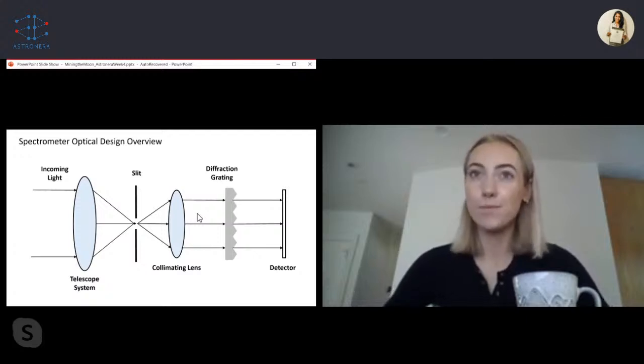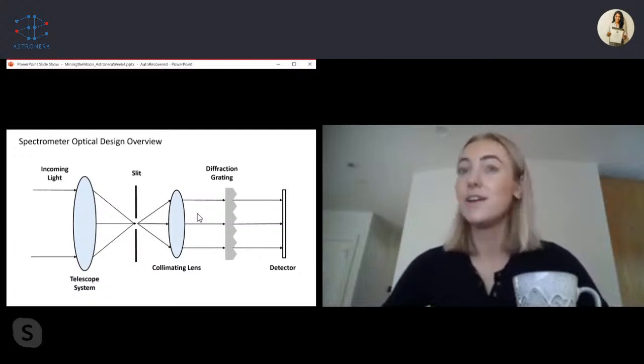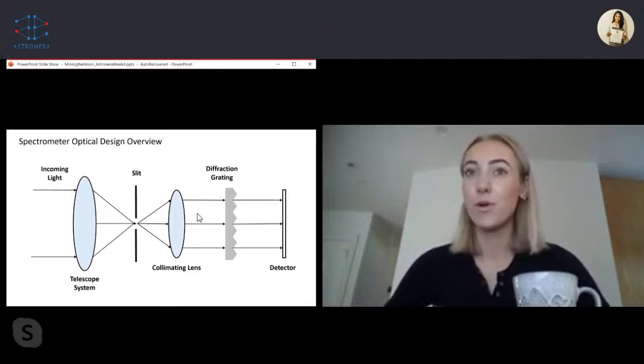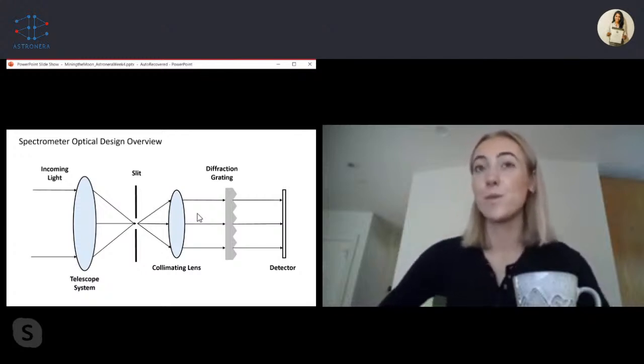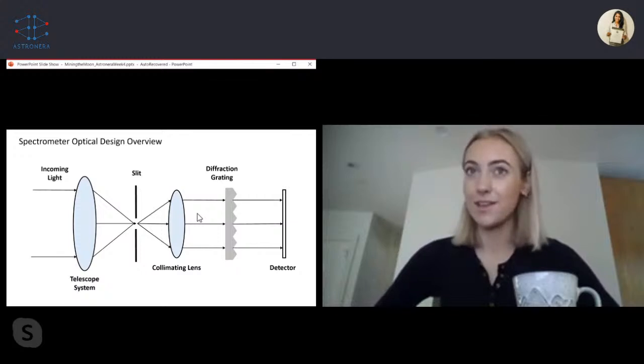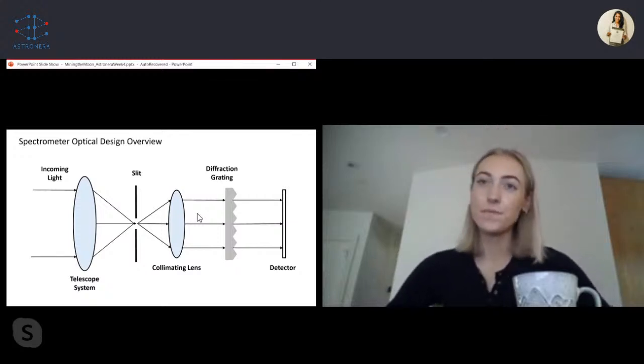And these parallel beams go to a diffraction grating. This part's important because this disperses and separates the light into all its wavelengths.